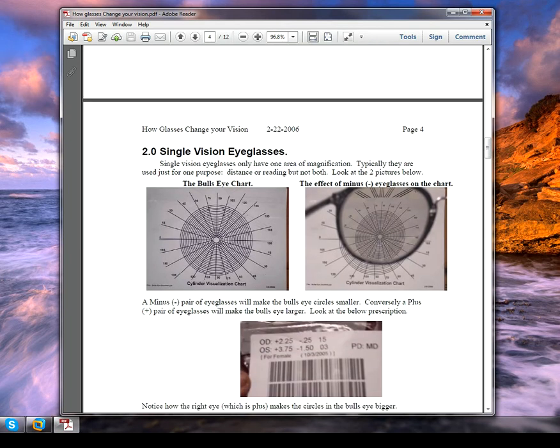If you hold a pair of single vision glasses in front of the bullseye chart, and there's a copy of this chart in this particular document in tab 3, and a larger, cleaner copy of it is in the very back of your training manual. So if you hold that pair of minus glasses in front of this bullseye, you'll see how the circles get smaller. Minus glasses make things smaller. Plus glasses make things larger.